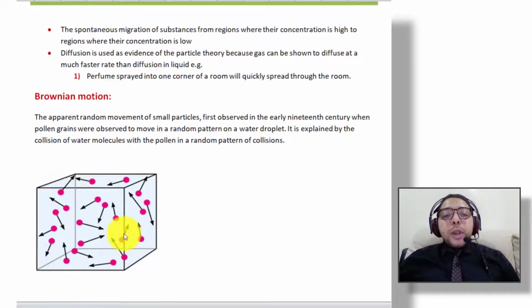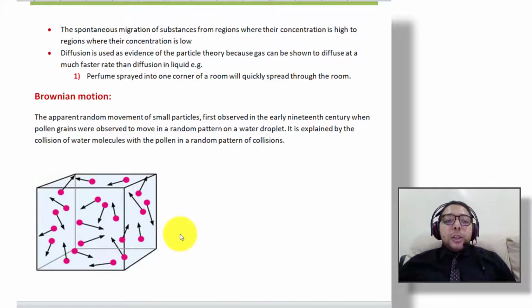Let's double check Brownian motion. Brownian motion is the movement of particles. Let me give you a story based on Brownian motion. Brownian motion is named after a scientist. This scientist was examining pollen grains under a microscope. He found that the pollen grains were moving randomly. Then he wondered why these pollen grains were moving under the microscope.